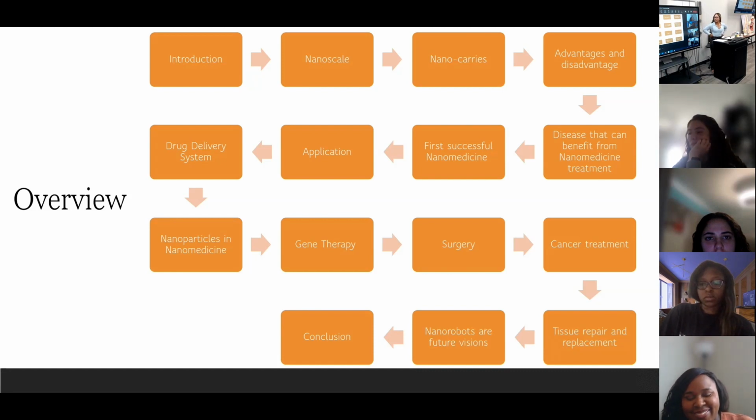Okay, nanoparticles in nanomedicine, gene therapy, surgery, cancer treatments, tissue repair and replacement. Nanobots are the future, and we'll be ending with the conclusion. I'll now pass it off to Noah for the introduction.